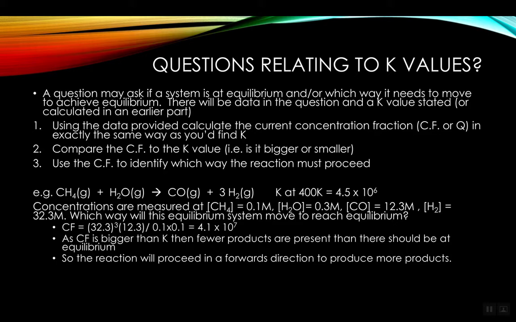This is measured, calculated in exactly the same way as you calculate K. So we plug in these values, the concentrations that we've currently got, and we get a value. Okay? And this should have units. The units technically should be M squared. Then we compare this value to K. Okay? So step 1, we calculate this. Step 2, we compare it to the K value. This is a bigger number than that.